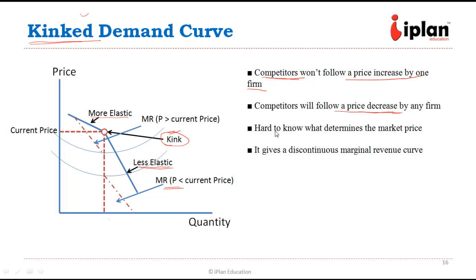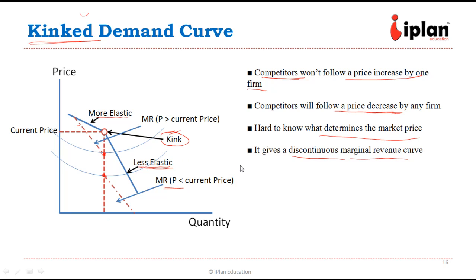So in this case, it is difficult to know what are the factors which are determining the market price, since there is interdependency of the price among the oligopolistic firms. And because of that, we have a discontinuous marginal revenue curve. This is the marginal revenue curve, which is discontinuous at this point. So this is the left hand limit and right hand limit of this curve.